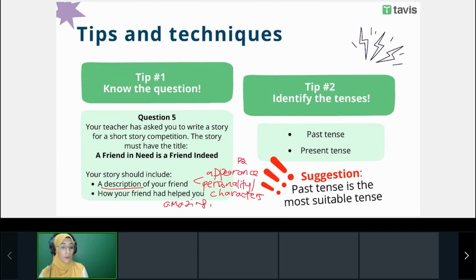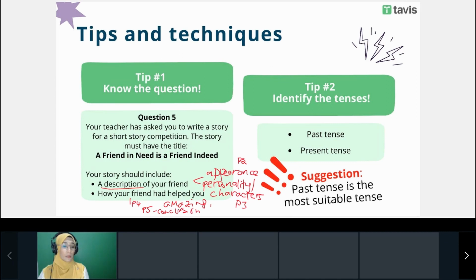Firstly, you need to introduce a friend in need is a friend indeed. Who is the person? For paragraph 2, maybe you could describe a little bit about his appearance, how he or she looks. Then describe his personality. Maybe this one goes to paragraph number 3, then this one can be paragraph number 4, and paragraph 5 is the conclusion.